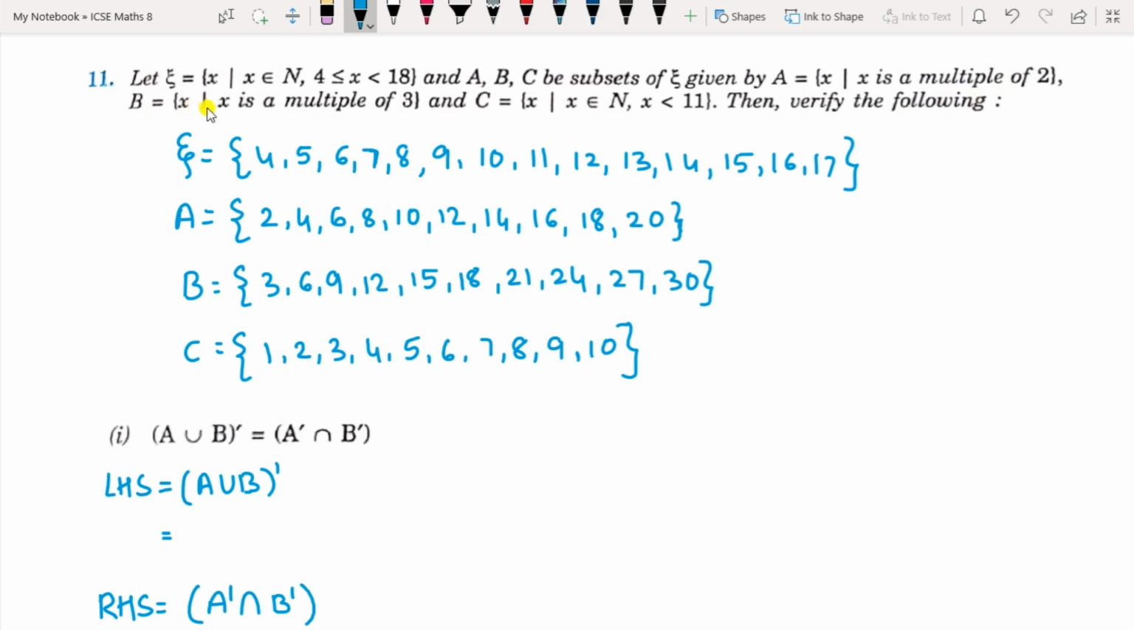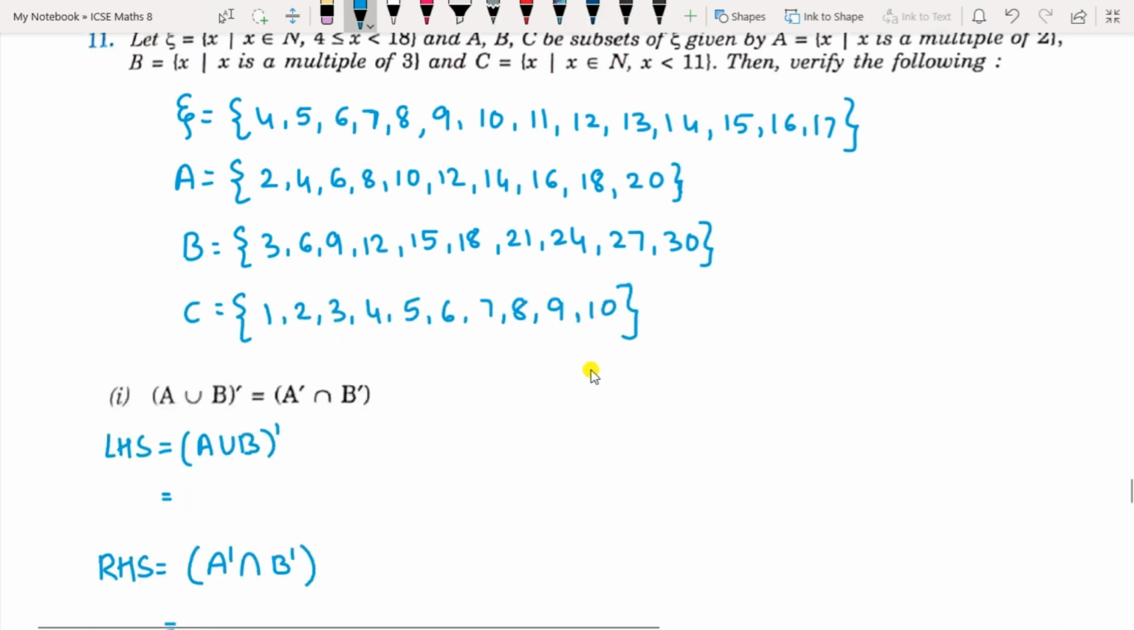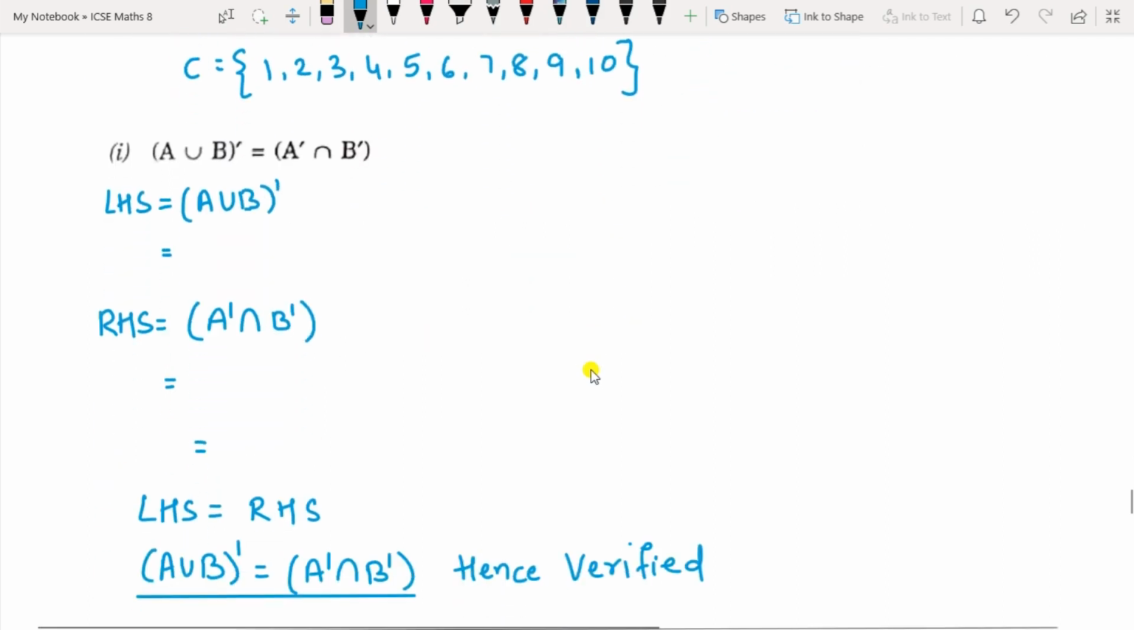B, x such that x is a multiple of 3. So write the table of 3 up to 30. And C, x such that x belongs to natural number, x is less than 11. So natural number less than 11 means up to 10. 1 to 10 you have to write here. Okay. So now you have to prove De Morgan's law.